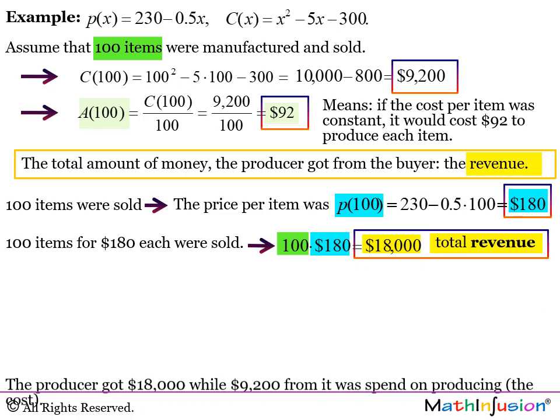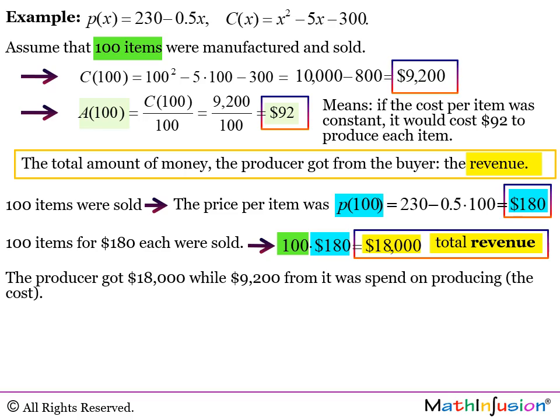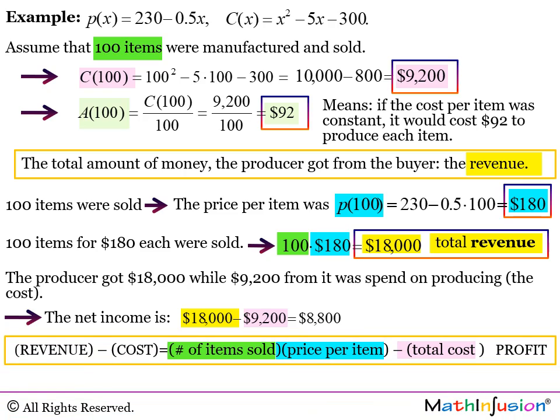The producer got $18,000 while $9,200 from it was spent on producing. This was the total cost. So the net income is the difference between the revenue and the cost. It means that the net gain is $8,800. This is the profit.